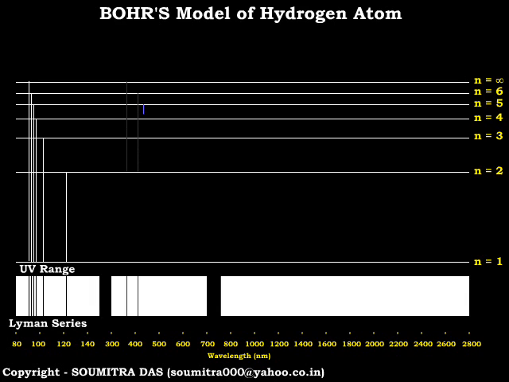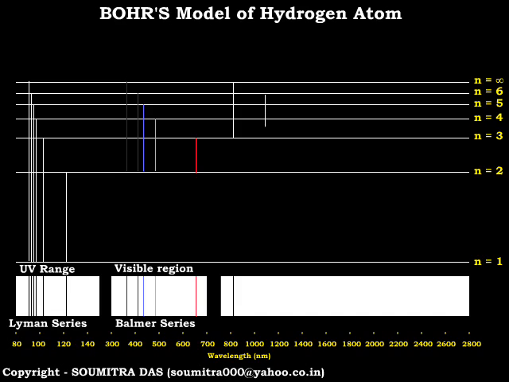When the electron drops back to n equal to 2, the wavelength varies from approximately 371 nanometers to 656 nanometers, which lies in the visible region of the spectrum, and this accounts for the visible lines in the hydrogen spectrum and is called the Balmer series.